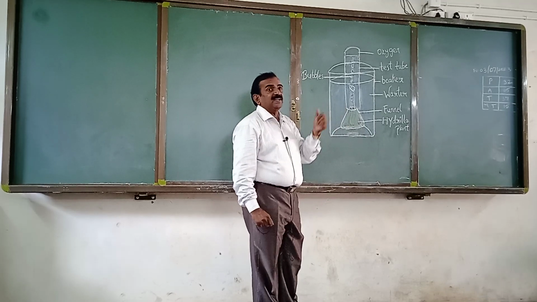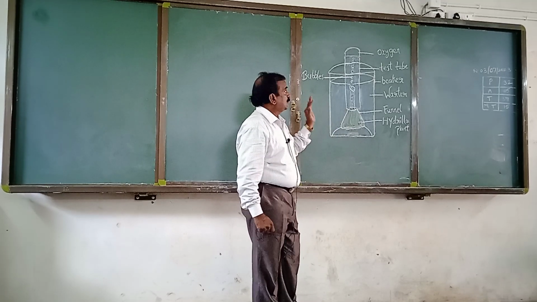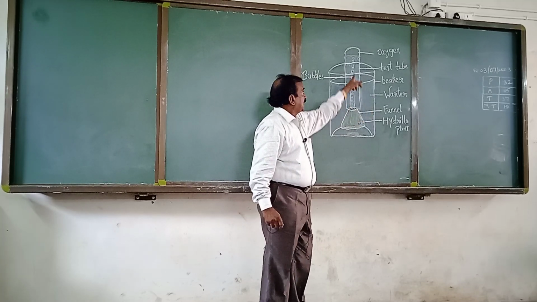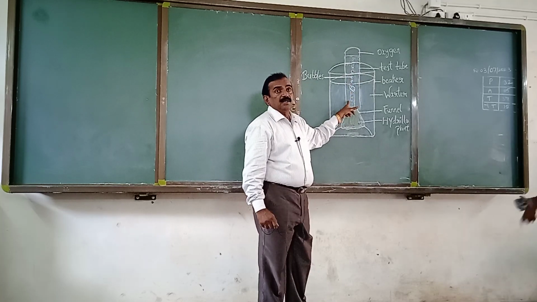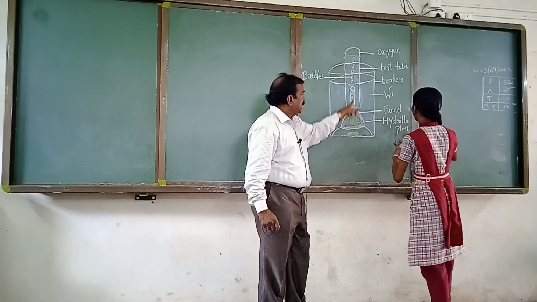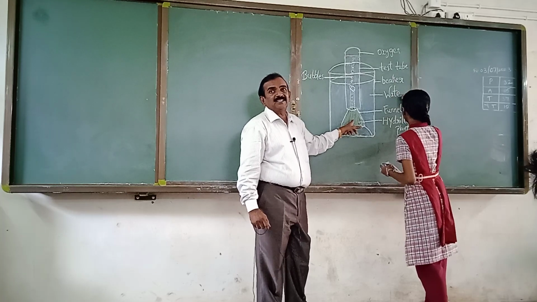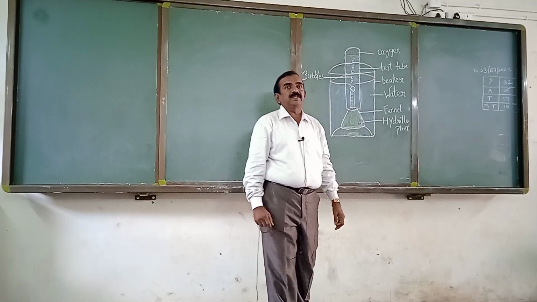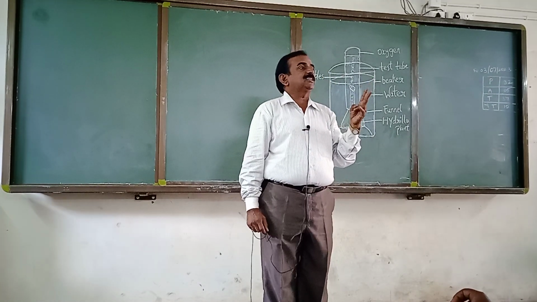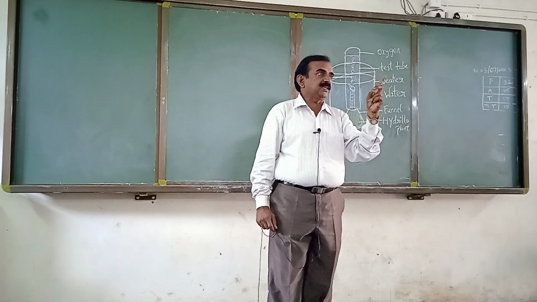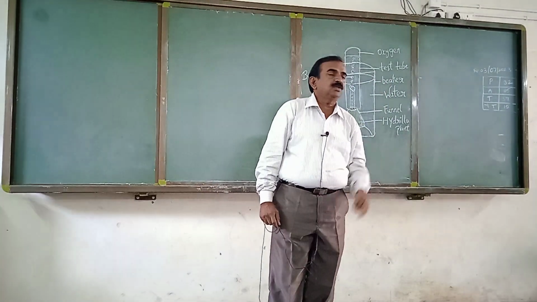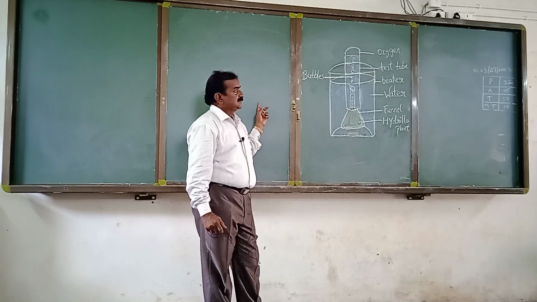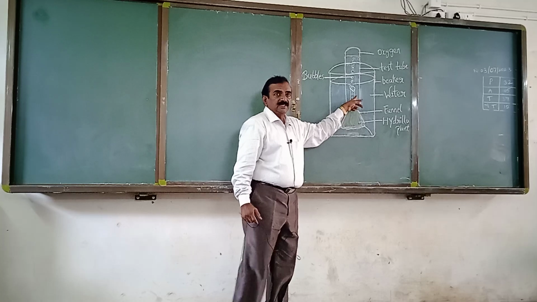So what are the materials required to do the Hydrilla activity? Number 1, glass beaker, test tube, funnel, glass funnel, and water. First we need to take 2 glass beakers. This is 1, and again we need to take another one. And we need to take 2 test tubes. Here also we need to take 2 test tubes.